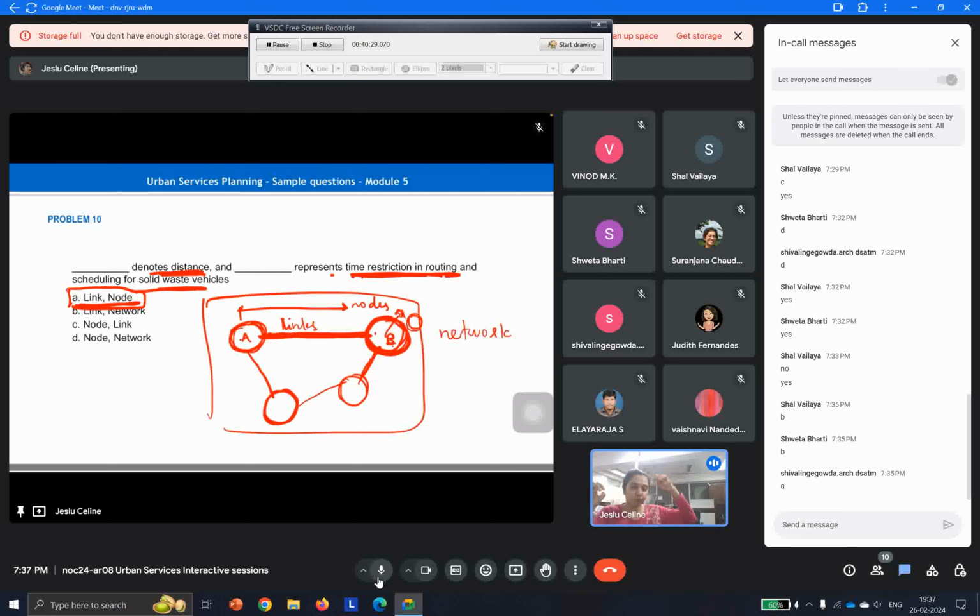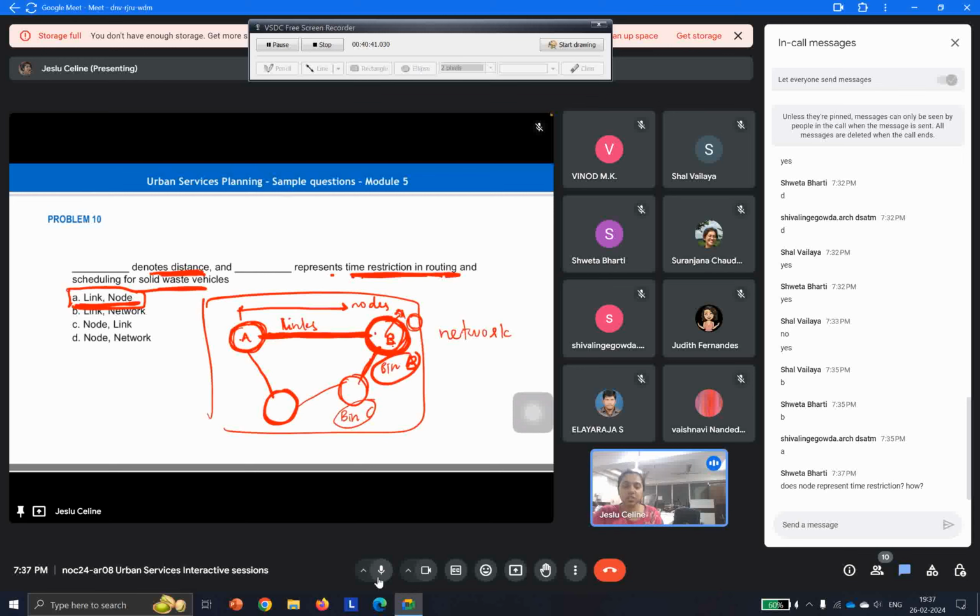So node means those are fixed junctions or locations we can take. Or for instance, if we have certain bins located in certain regions, now imagine bin B is located over here. Now bin C is located over here. So if it's a region with community bins, all those become our nodes.